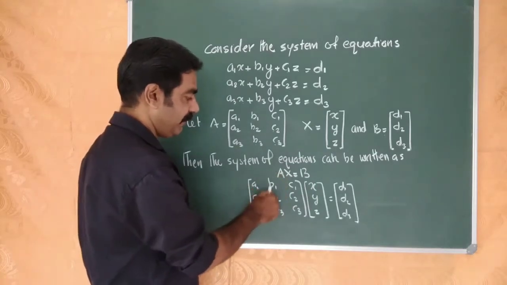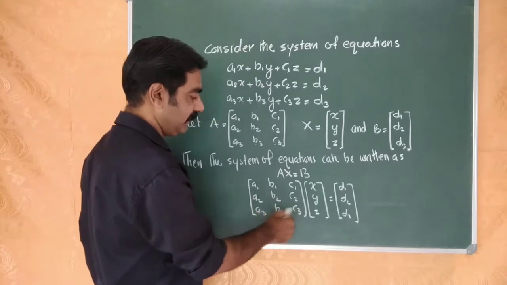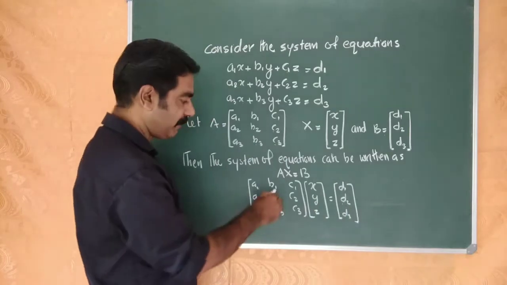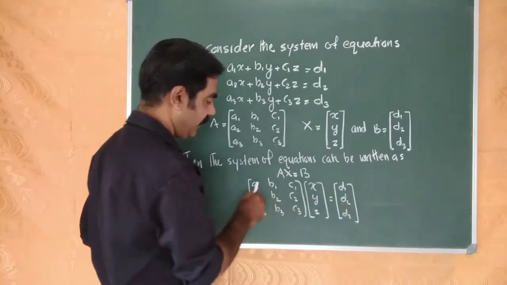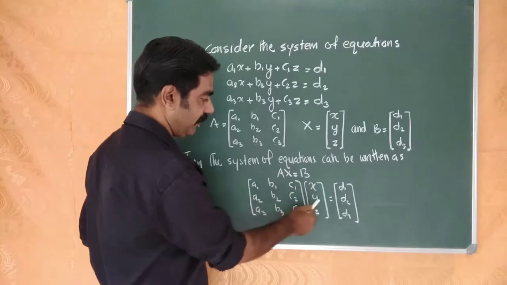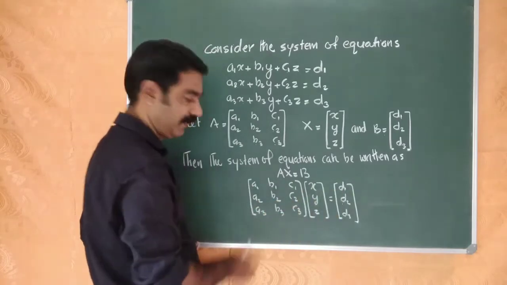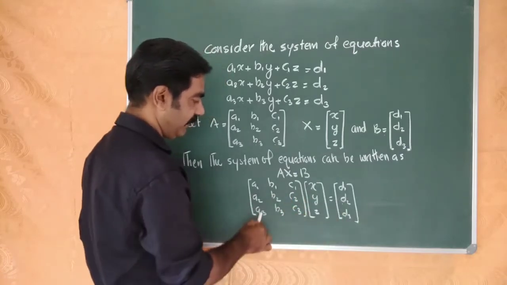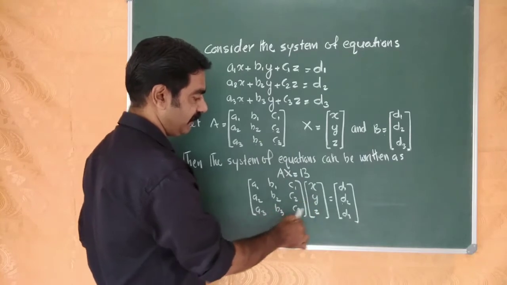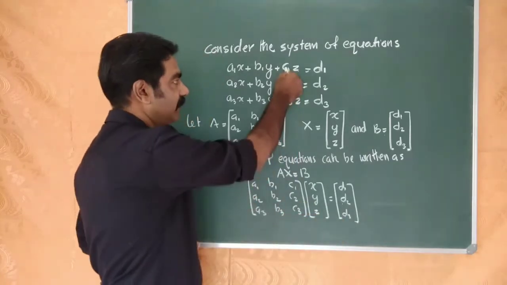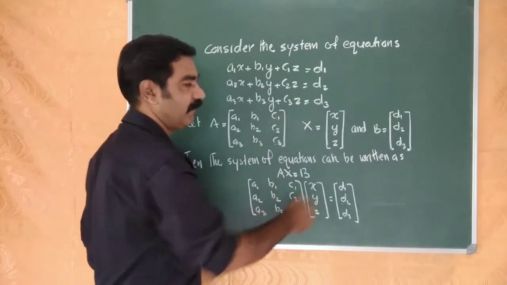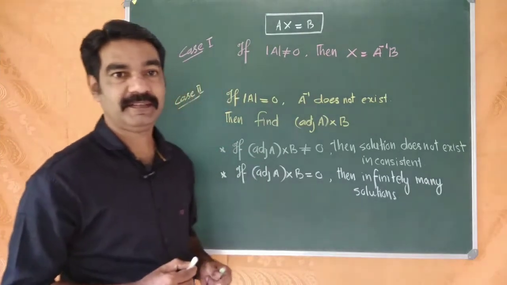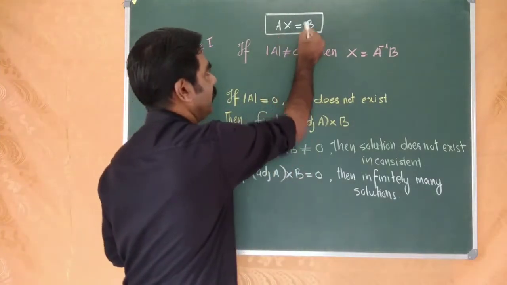See, A is the matrix a1, b1, c1; a2, b2, c2; a3, b3, c3, multiplied by the matrix x, y, z, is equal to d1, d2, d3. If you multiply these two matrices, we get a1x plus b1y plus c1z is equal to d1, a2x plus b2y plus c2z is equal to d2, a3x plus b3y plus c3z is equal to d3. So the given system of equations we can write in the form AX is equal to B.